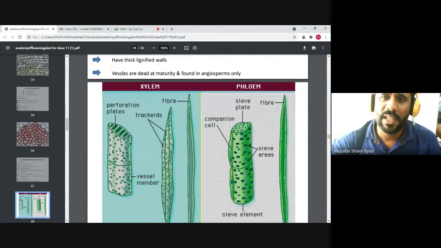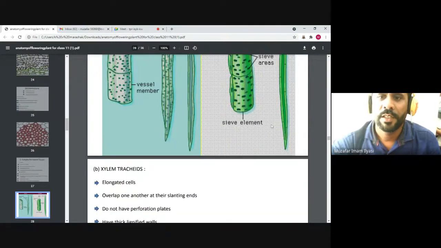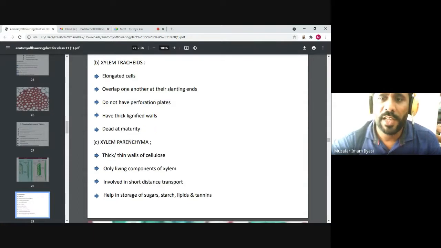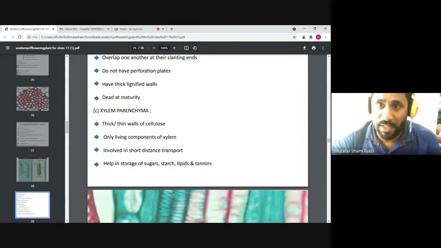It can be clearly viewed in these two diagrams with comparison, xylem and phloem. Xylem consists of perforation plates, tracheids and fiber. And here phloem: sieve plates, companion cells and sieve elements, like fibers. Now the discussion about xylem tracheids. Tracheids are elongated cells that overlap one another at their slanting ends, do not have perforation plates, have thick lignified walls, and are dead at maturity. Xylem parenchyma, thick or thin, may have walls made up of cellulose.